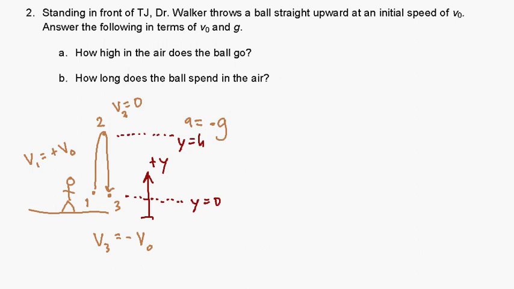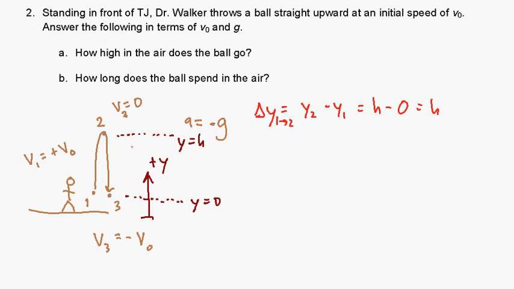So let's switch to red. What we want to say is delta y, our change in y, because we want to find this h. So delta y from 1 to 2 is y at point 2 minus y at point 1, and that equals h, our y value at point 2, minus 0, our y value at point 1, so that's h minus 0, which is just h. So going from 1 to 2, delta y is h because it goes up positive h.